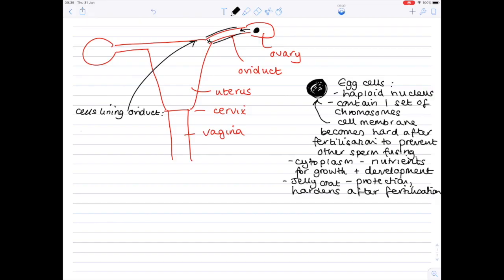Well, they have cilia. So if I zoom in on one, these little cells line this oviduct, and we zoom in on them, and the cilia are really small hair-type structures, and they waft back and forwards, and in this way, when they waft together, they can actually move that egg along the oviduct. So that's how the cells lining the oviduct are specialised for their function.